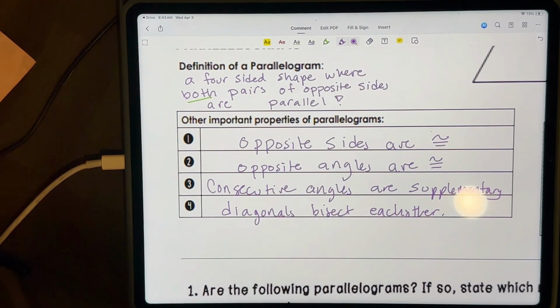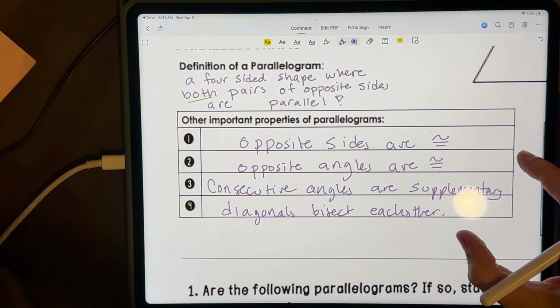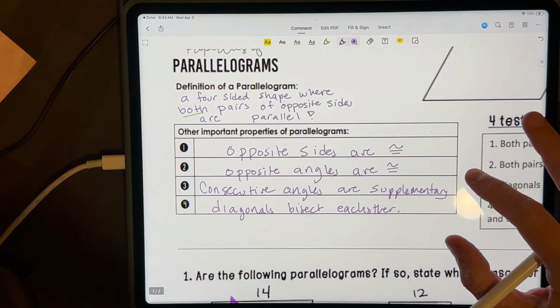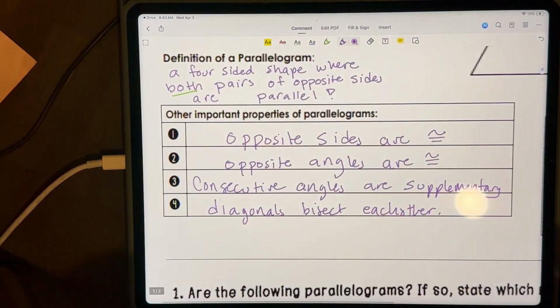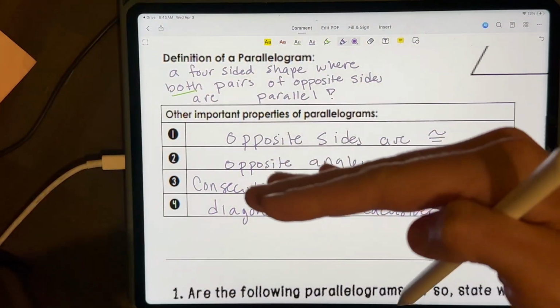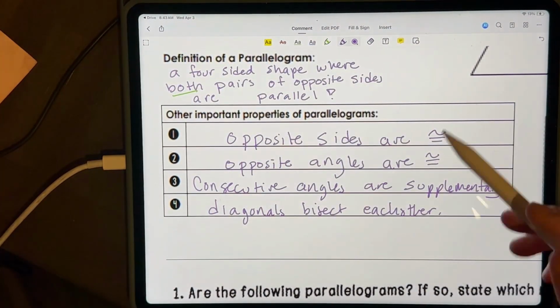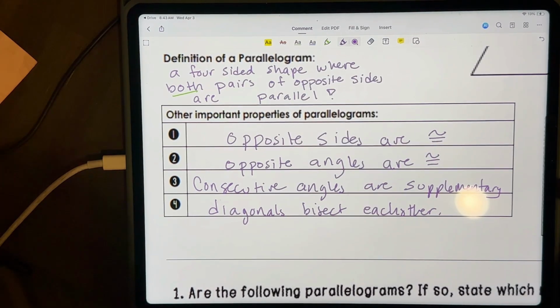What do they mean by opposite sides? Consecutive sides are two sides that meet and share a vertex, share an angle. Opposite sides means that one's on the left, one's on the right, or one's on top, one's on bottom. We're going to draw all of this in a second.